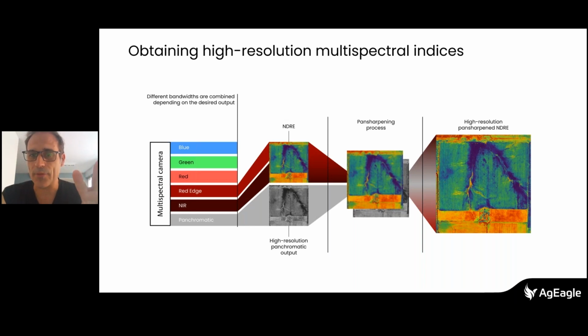So you can do it in two ways. You can do the pansharpening process for each picture, so you join the black and white picture with each of these 5 bands and have high resolution pictures for each of these bands. Or we can first make a map using the 5 multispectral bands, separately make a map of the panchromatic band, and then join them.